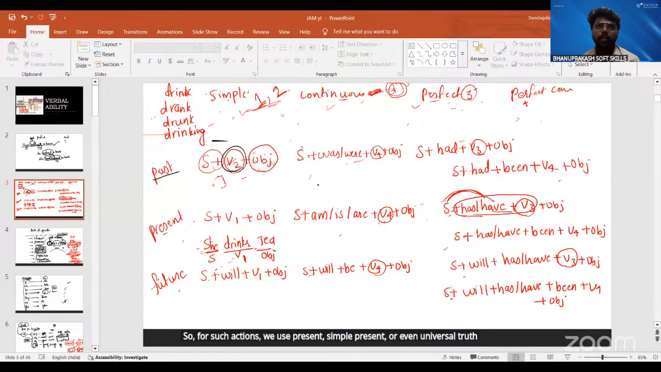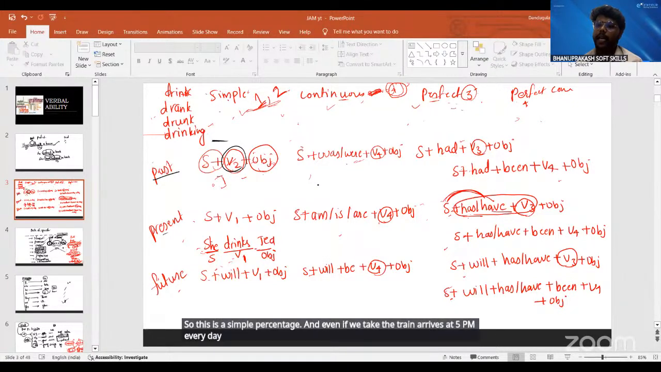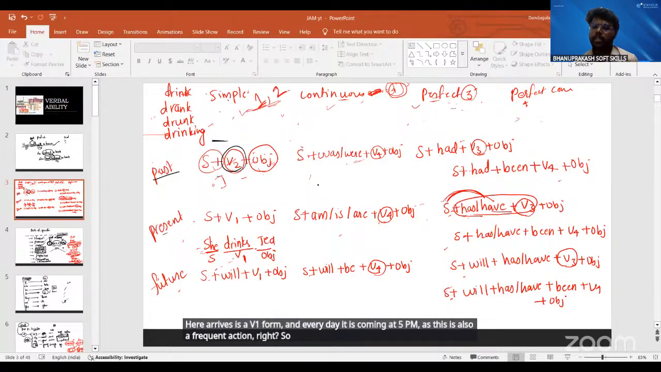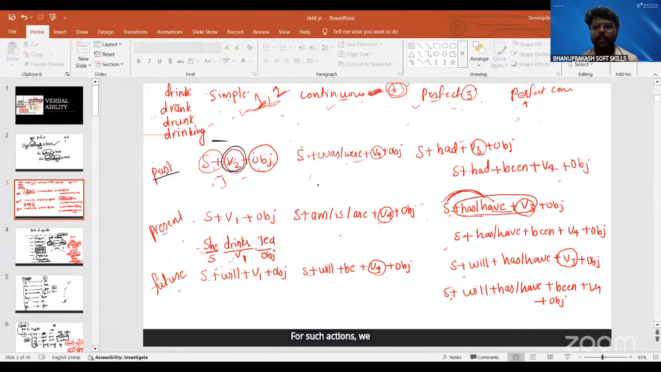For example, the sun rises in the east. This is a frequent action. Every day it happens. The sun rises in the east. As even if you observe the sentence, the sun is the subject, rises is a V1 form. In the east is the object. So this is a simple present tense. And even if we take, the train arrives at 5 p.m. every day. Here arrives is a V1 form. And every day it is coming at 5 p.m., as this is also a frequent action, right? So any action which happens frequently again and again, for such actions, we use simple present tense.